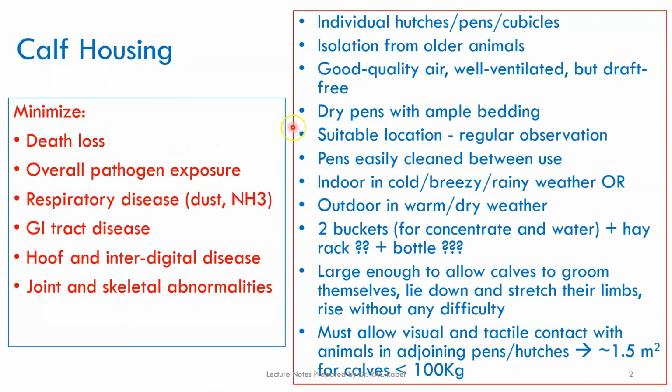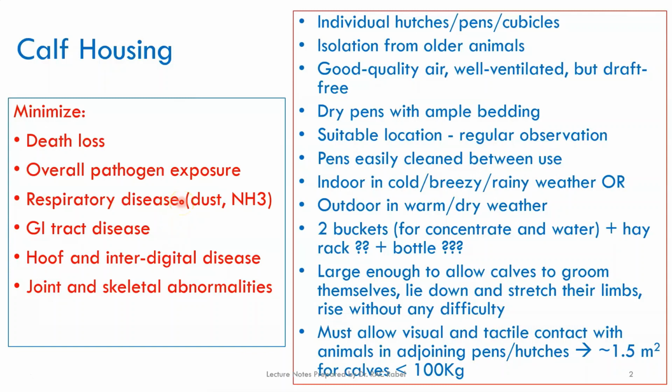But whatever the type of housing may be, it has to be designed in such a way as to minimize the mortality rate and morbidity rate, and therefore minimize pathogen exposure. As you know, calf diseases are mainly respiratory diseases and GI tract diseases, diarrhea, and so on.